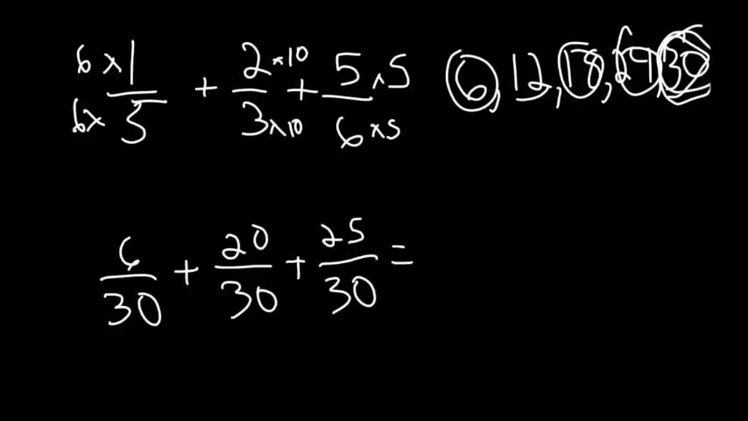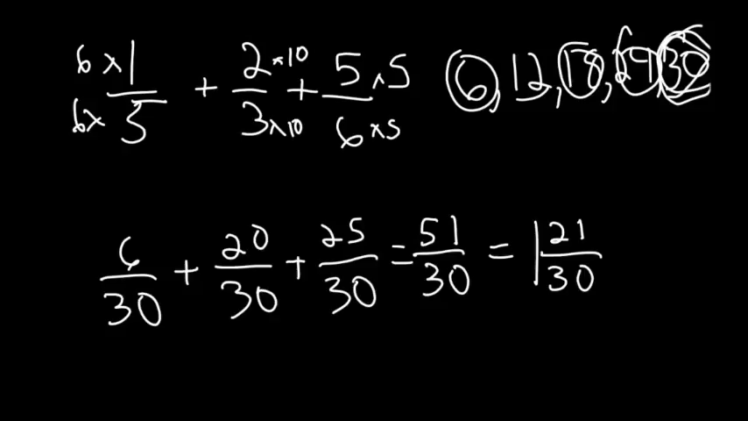Now we can add these up. So 25 plus 20 is 45, plus 6 is 51. So I get 51 over 30. And 30 will go into 51 one time with 21 left over. So it's 1 and 21/30.